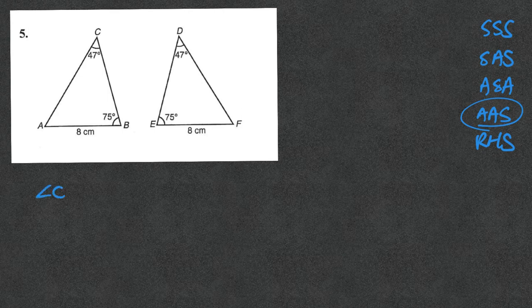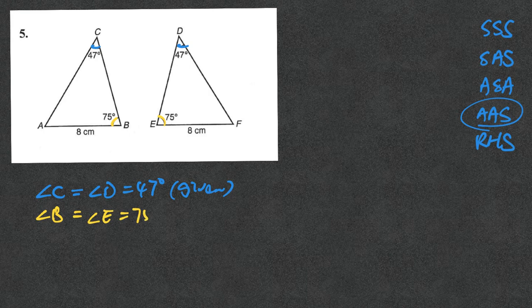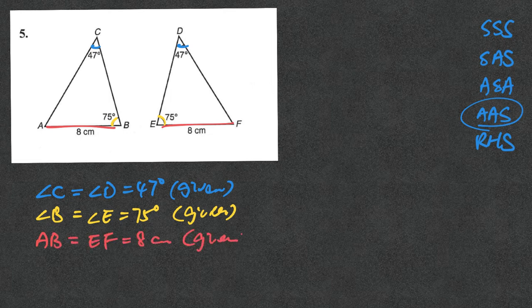First of all, you have angle C equal to angle D, which is 47. I mark it in blue here, given information. Then angle B equals angle E, equal to 75 degrees, which is also given information. Finally, we have AB and EF equal to 8 cm, which is also given.